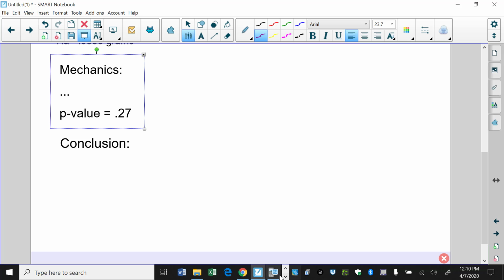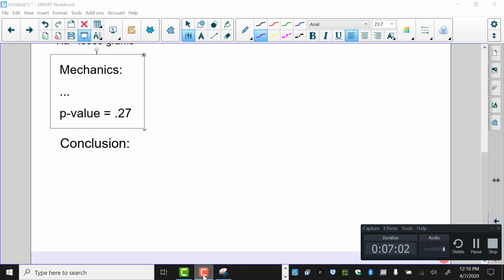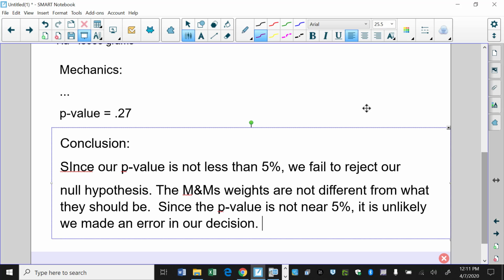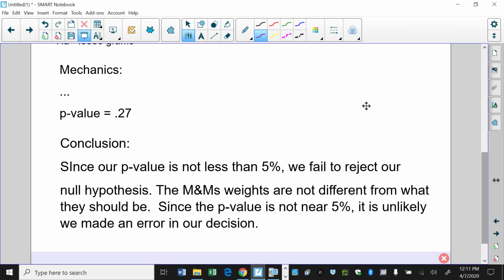So our conclusion would look something like this. And there you go. Since our p-value is not less than 5%, we're going to fail to reject the null hypothesis. The M&M's weights are not different from what they should be, and since the p-value is not near 5%, it's unlikely we made an error in our decision.